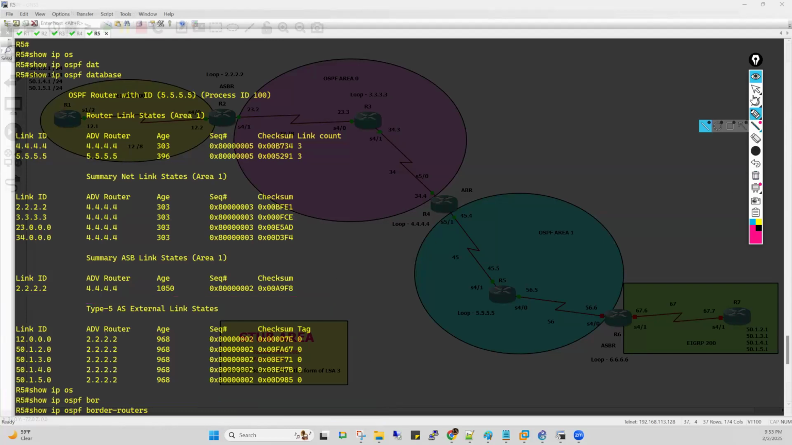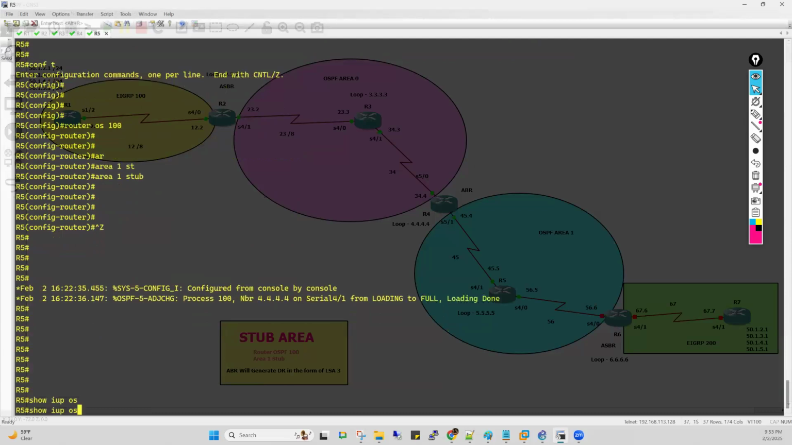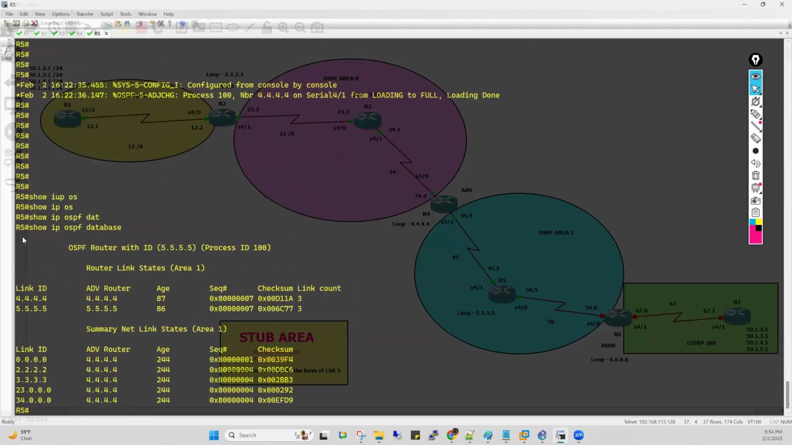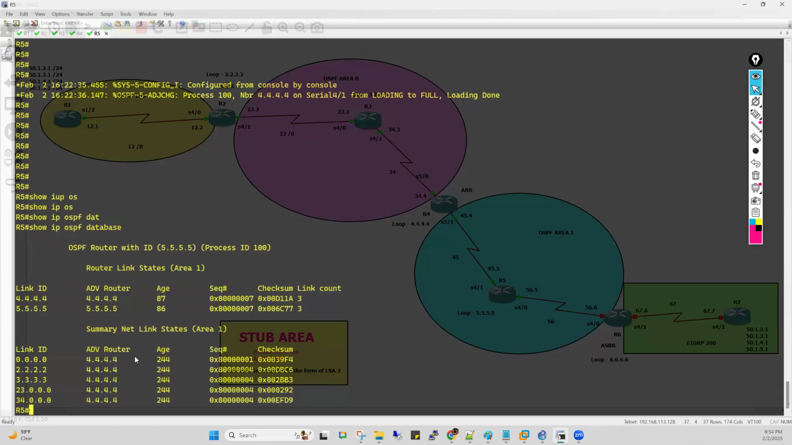Okay. Now we need to check whether we are getting it or not. I'm writing show IP OSPF database. Now see, are you guys able to see LSA number 5? No, sir, we are not getting LSA number 5. Even LSA number 4 also. Do you see LSA number 4? No, we are not getting LSA number 4.